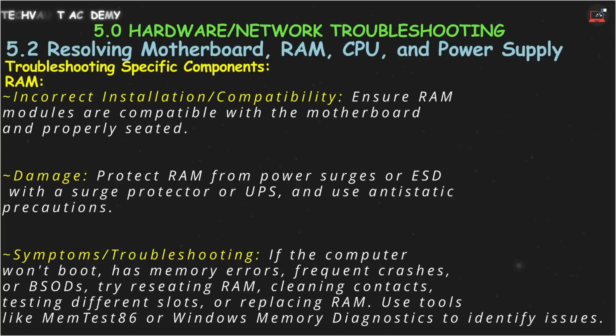Symptoms and troubleshooting. If your computer won't boot, encounters memory errors during startup, experiences frequent application crashes, or encounters BSODs, try reseating the RAM modules, cleaning the contacts, testing them in different slots, or replacing the RAM altogether. Memory testing tools like Memtest86 or the Windows Memory Diagnostic tool can help identify RAM issues.